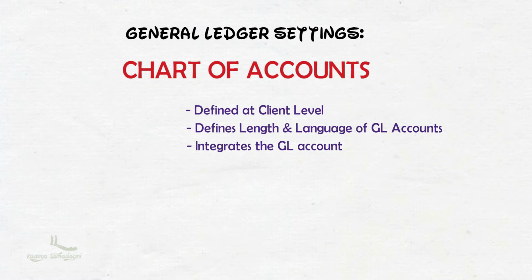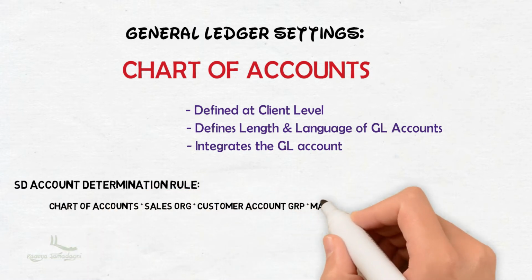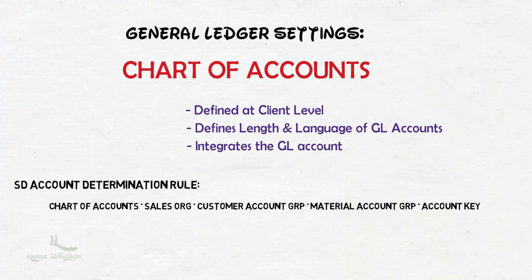To give you an example, in SAP SD, there is a concept called account determination. This account determination has got some rule. So what is the rule for this account determination? It is chart of accounts plus sales organization plus customer group. This customer group is like customer master payer. Then plus material account group, it is of material master, and finally it is added to account key. To determine the GL account, we have used the chart of accounts and account key and even other variables too.